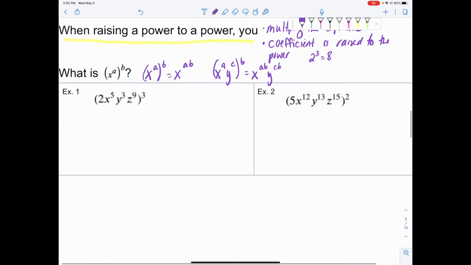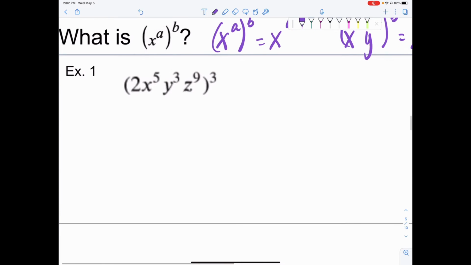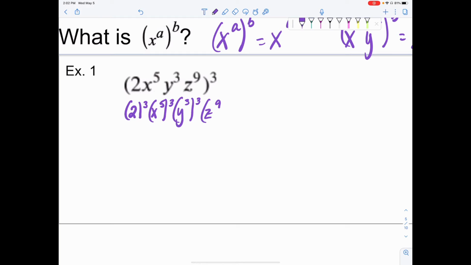So then what does that really look like? So for example 1, we had 2x to the 5th, y cubed, z to the 9th. All of that's being raised to the 3rd power. So we could rewrite that. Just like we said, every piece of the product gets raised to the power. So 2 is going to be raised to the third power. X to the fifth is going to be raised to the third power. Y cubed is going to be raised to the third power. And z to the ninth is going to be raised to the third power.